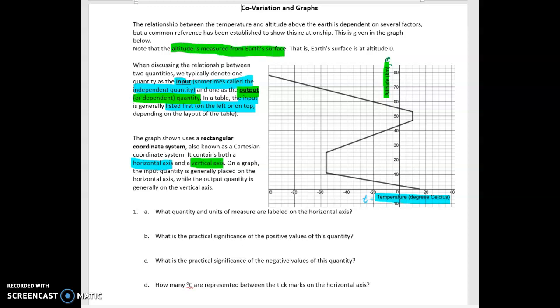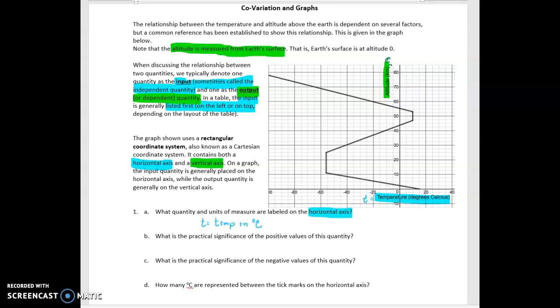All right, so we're going to first concentrate on the input. So we're going to do the horizontal axis here, which means we're going to have the input quantity. And so we know that T is the temperature in degrees Celsius. So here we're defining our variable, and our variable is the letter T, and that's measuring the temperature in degrees Celsius.